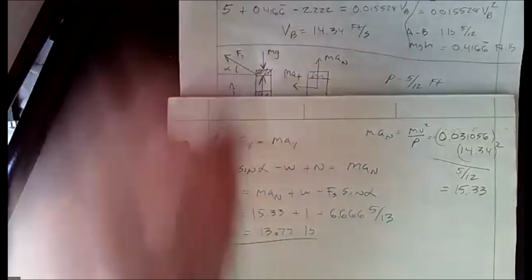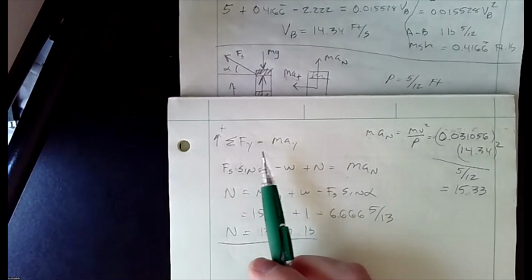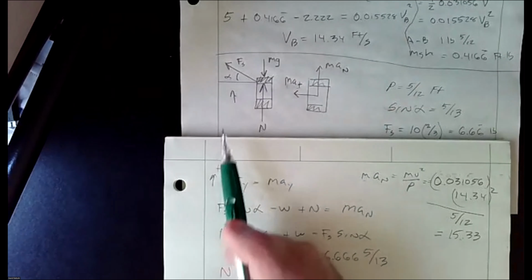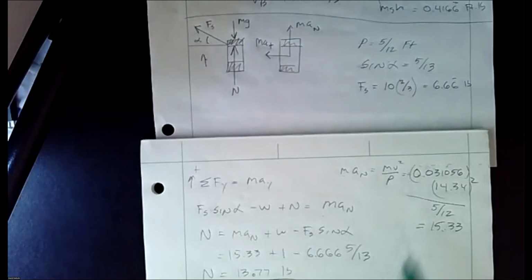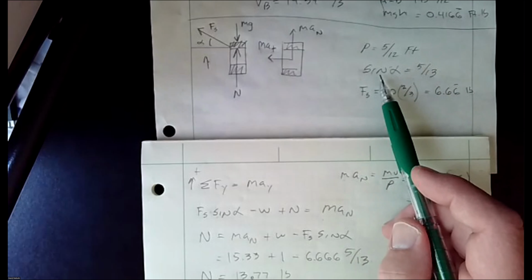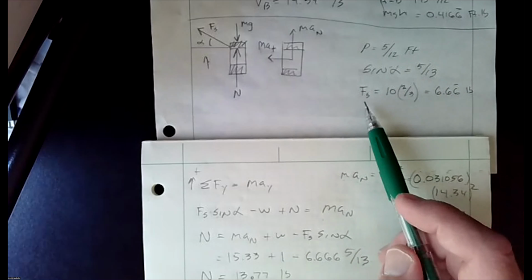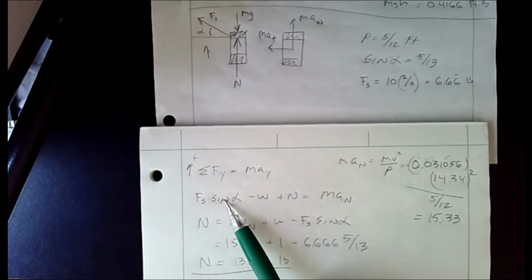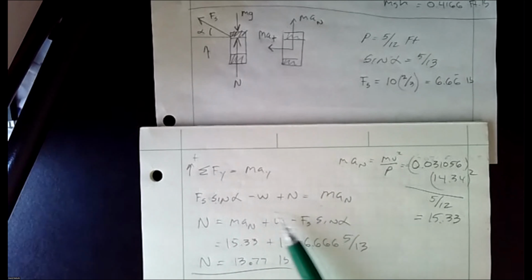Sorry. All right, so backing up. We sum the forces. Here's our diagram, not quite the same as the whiteboard. We found out our radius was 5/12. We know that the sine of the angle is 5/13. So we know our spring force is this. The sum of the forces is the spring force times sine alpha, minus W, plus N. W is 1 pound. Sine alpha, so that is just 6.66.